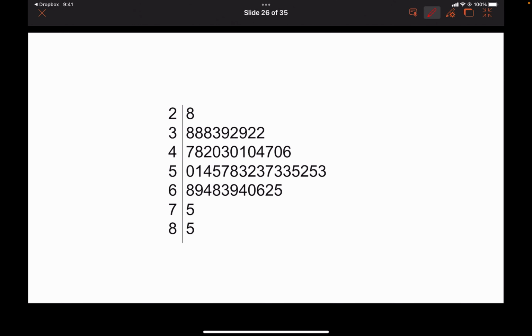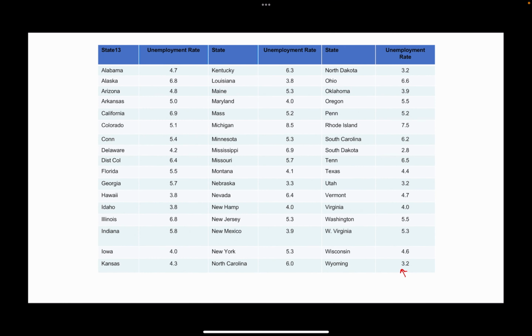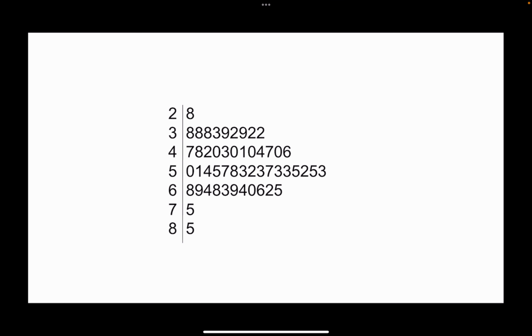So right here, these were all of the unemployment rates. And then I would say something like 4.7 equals 4.7. This would be my key. So the decimal is the leaf, and the whole number is the stem.